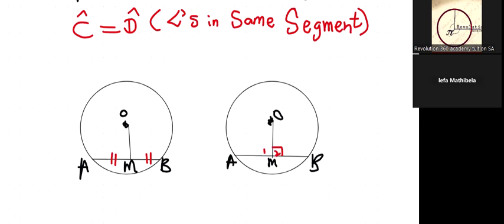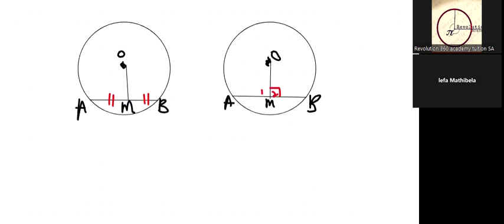With regards to you being given it like this, in an exam they will just say, prove this theorem. So if this is, let's say, diagram number one, and then let's say this is diagram number two.